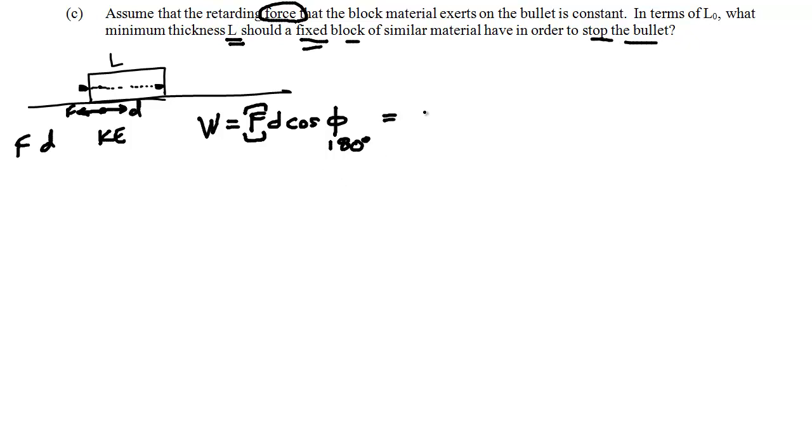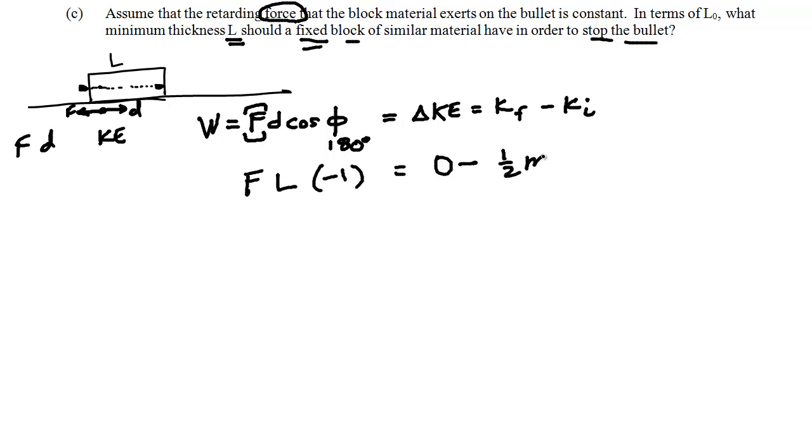All of this is going to equal the change in kinetic energy, which is kinetic energy final minus kinetic energy initial. The displacement is going to be the block's length. For force, all we know is it's F, and this is times -1. This is going to equal kinetic energy final, which is 0, minus kinetic energy initial, which, if you remember, was 1/2 mv naught squared.